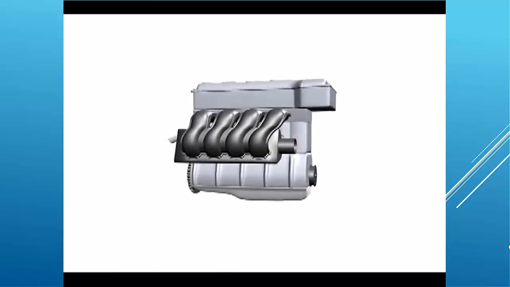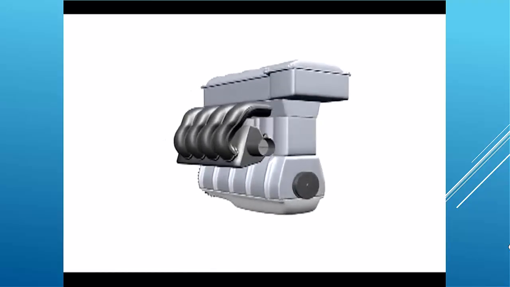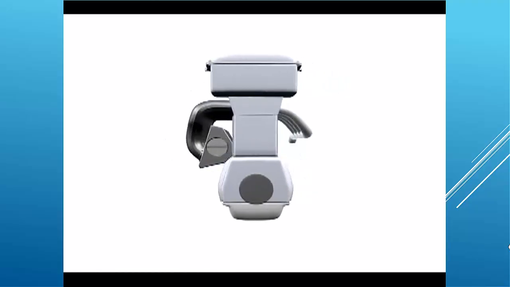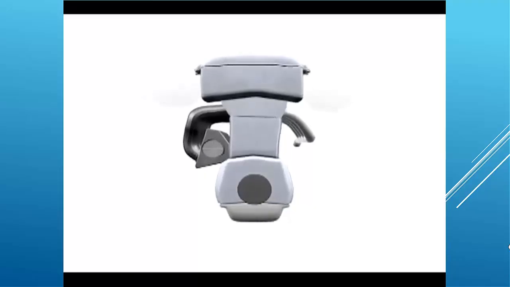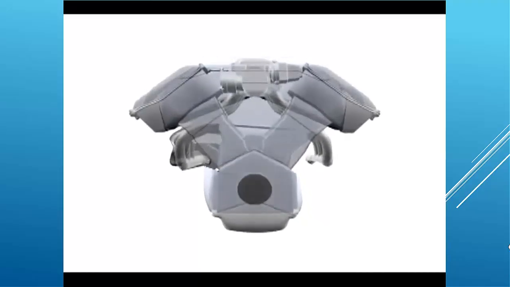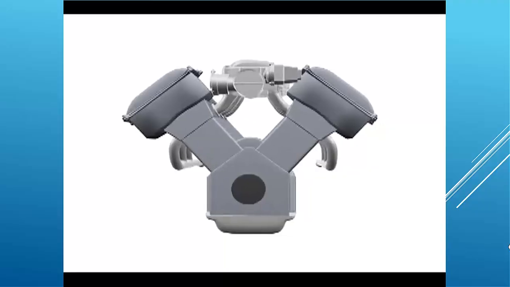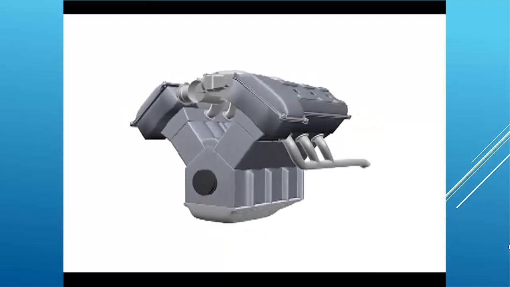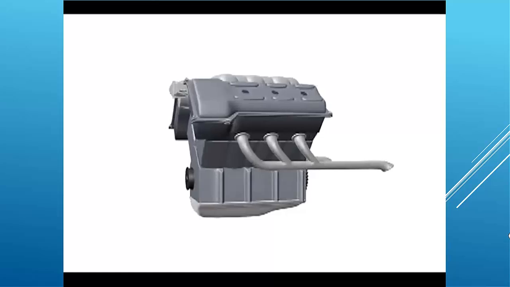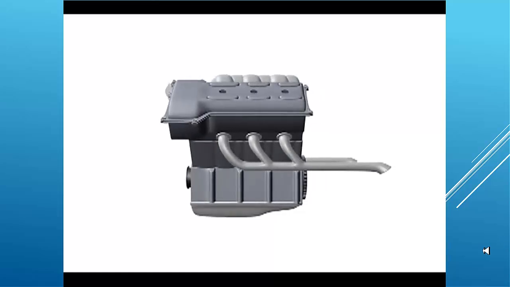Most 4-cylinder engines, including all Toyota 4-cylinder engines, are an inline design. Engines with more than 4 cylinders typically have the cylinders arranged in a V configuration. All Toyota 6- and 8-cylinder engines are V-type engines.